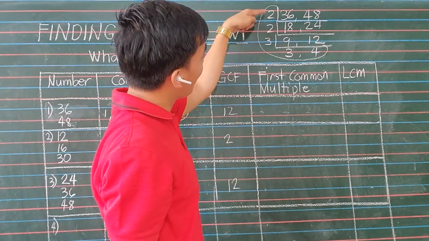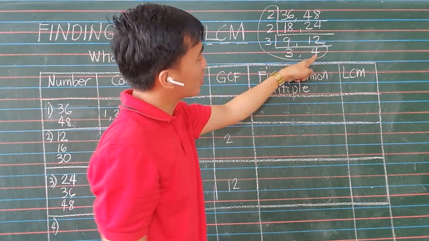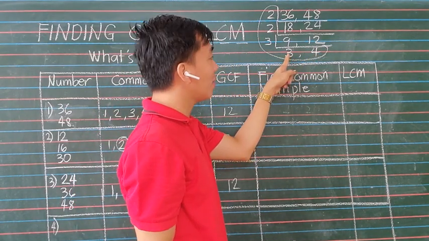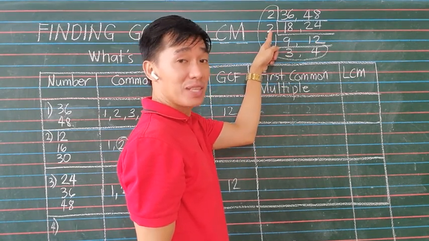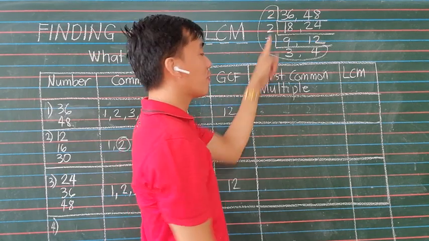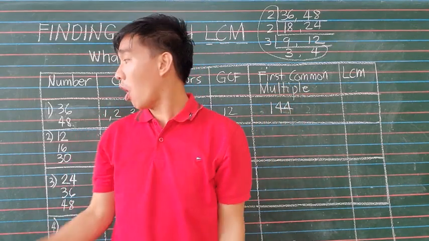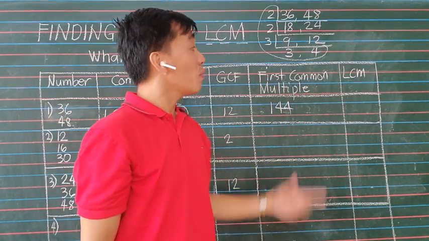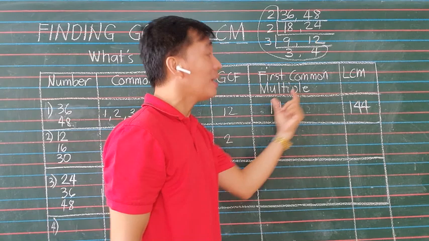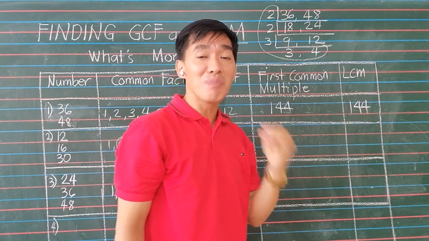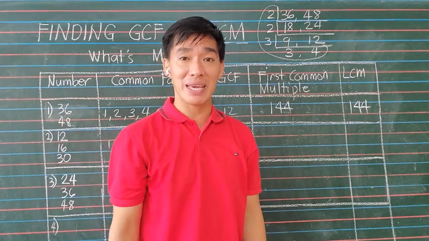So you multiply 2 times 2 times 3 times 3 times 4. So 4 times 3 is equal to 12. 12 times 3 is 36. 36 times 2 is 72. 72 times 2 is 144. So that is the first common multiple of 36 and 48, which is also the least common multiple, because that's the first multiple, and therefore also the smallest multiple where these two numbers 36 and 48 will meet.